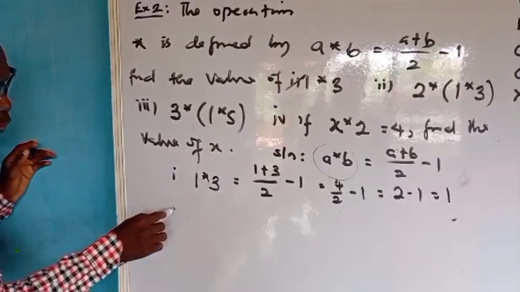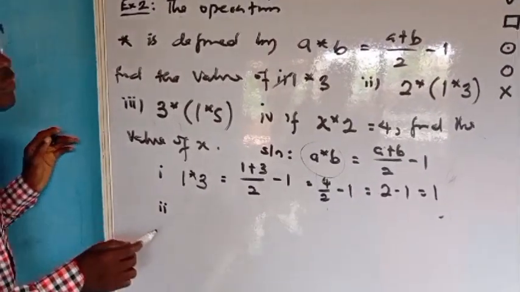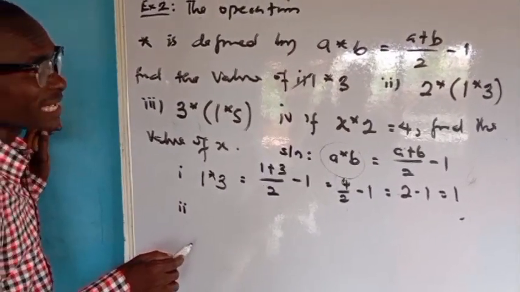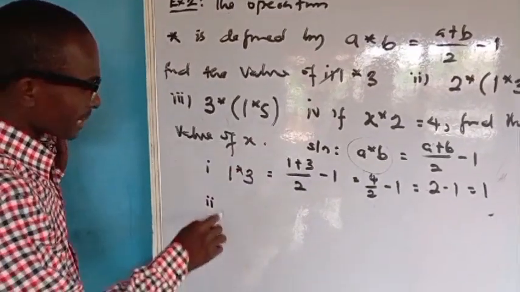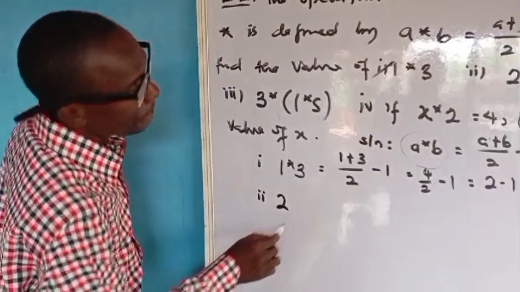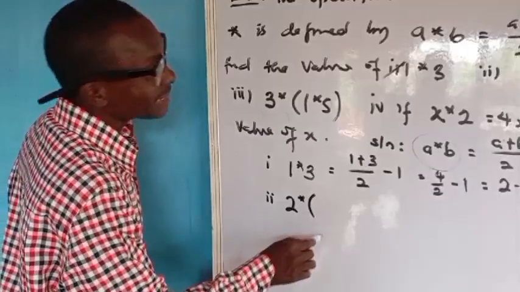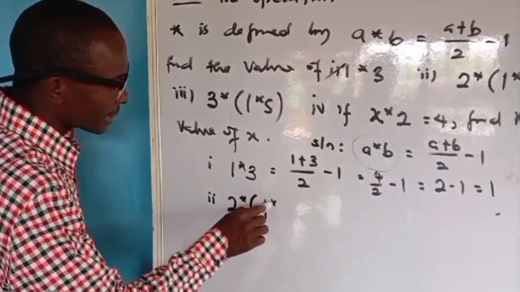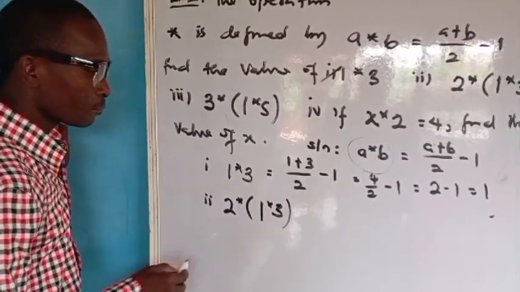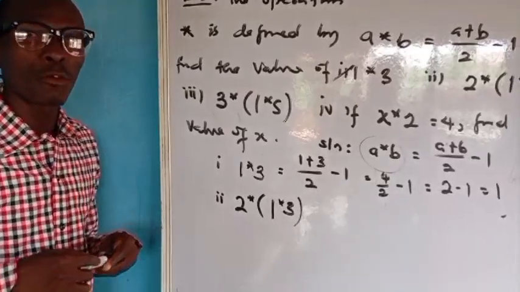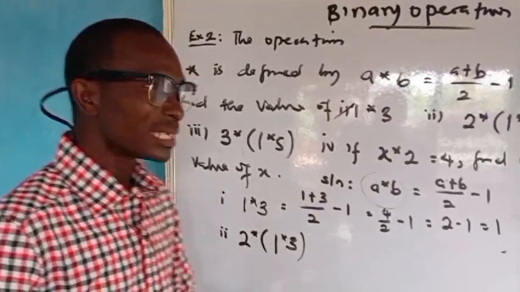Now, normally, for figure 2, we talk about this by saying 2 asterisk 1 asterisk 3. We talk about it like this. But here we are going to apply the law of Bodmans. What is the law of Bodmans?